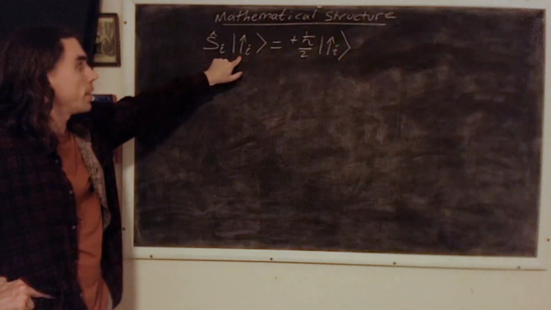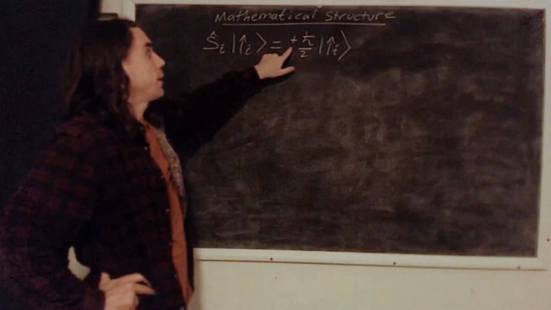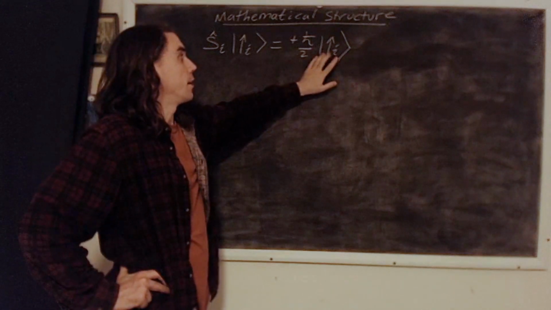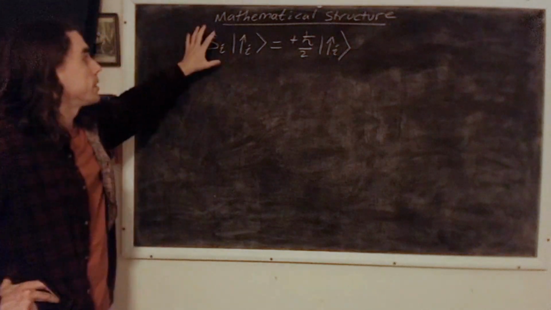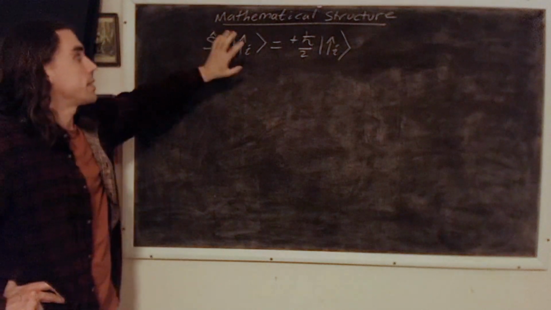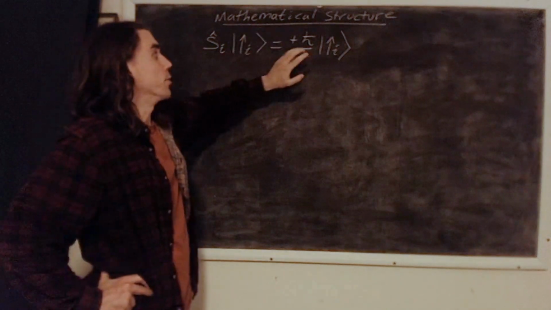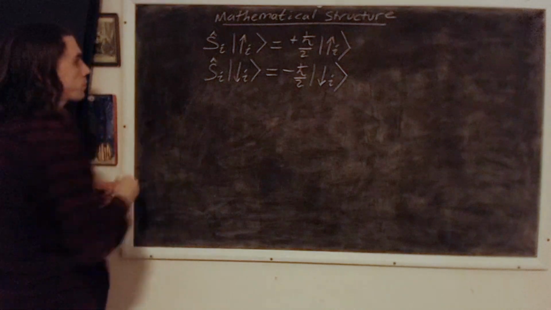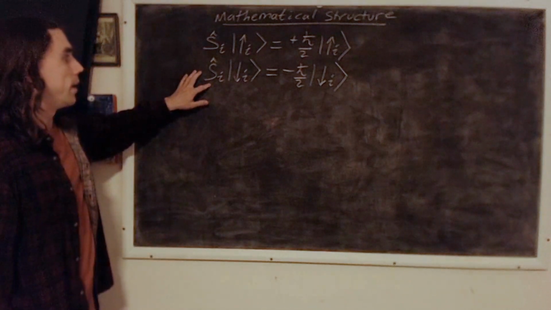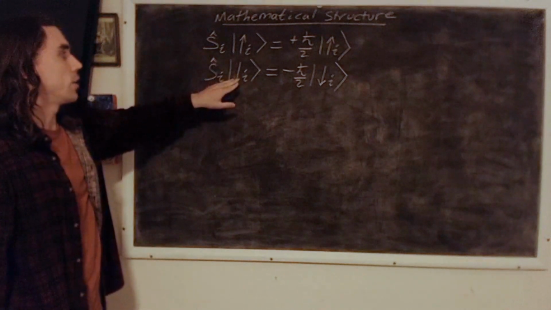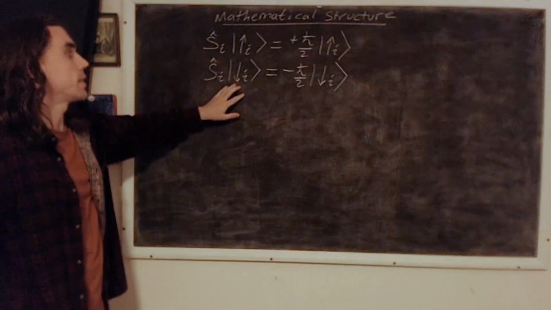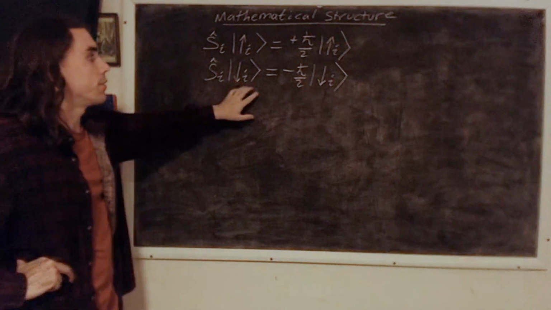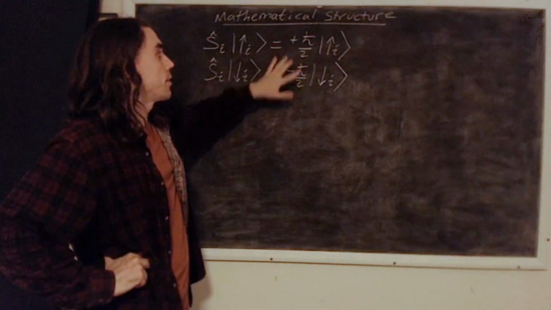a spin up in that direction, gives us the value plus h bar over 2 times spin up. So we want to find some matrix which has a normalized eigenvector whose eigenvalue is plus h bar over 2. And for the other option, we'd like the same operator acting on the other normalized eigenvector, spin down, to give us minus h bar over 2, because these are the only two possible options.